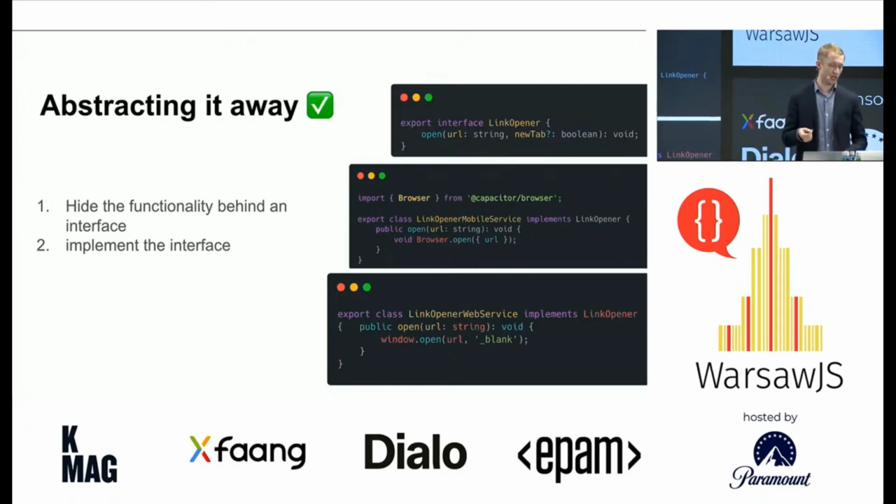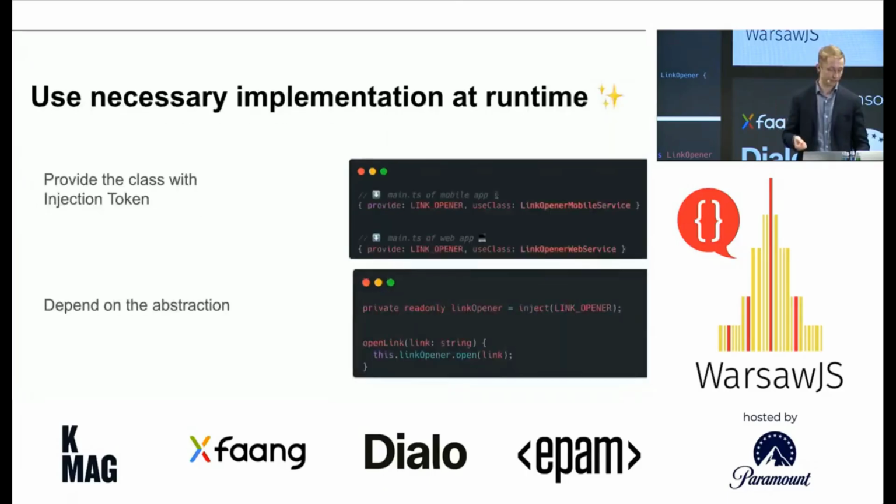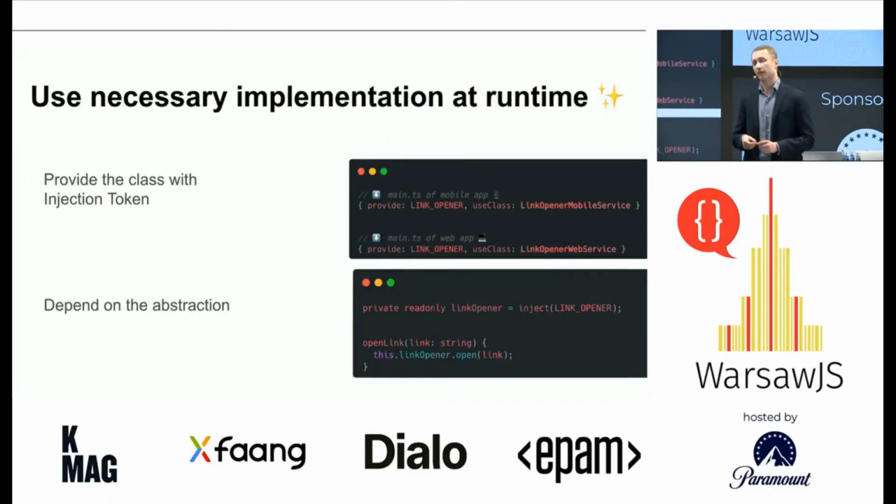And the question is, how do we call these services correctly? Angular has one feature which, in my opinion, makes it stand out among all other frameworks: the injection token. You can create an injection token and say, okay, this service is for the mobile application and this service is for the web application. In your feature, you should only depend on the abstraction, on this injection token, and you just call the LinkOpener open method, and you don't need any if-else logic for different platforms.